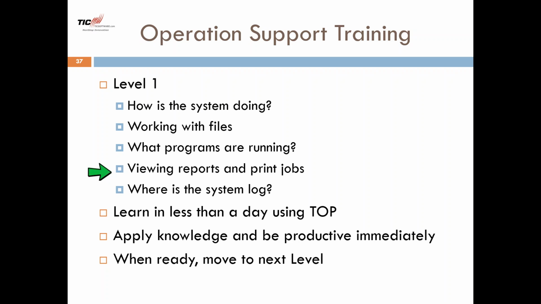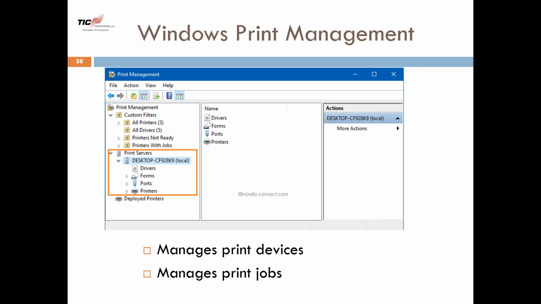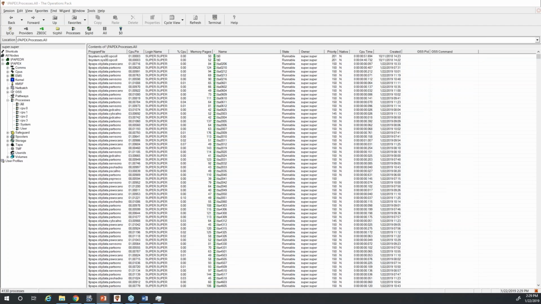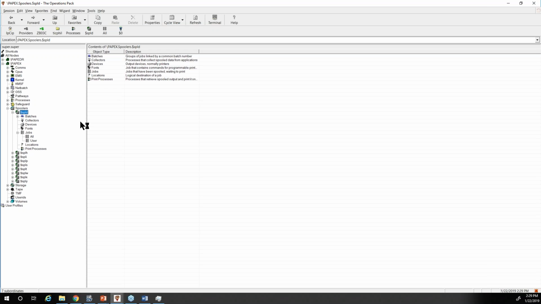So for viewing reports and print jobs in the Windows world, there's something called Print Management. I'm not sure many of you actually play with it, but it really is almost exactly like the spooler. So I would introduce the person, say, go check out what Print Management does. It allows you to manage printers, manage jobs, manage the forms and drivers, things like that. And in the case of NonStop, you can do the same thing, except we call it spooler, right? So I can click on this spooler. These are different spoolers, and this is the concept.